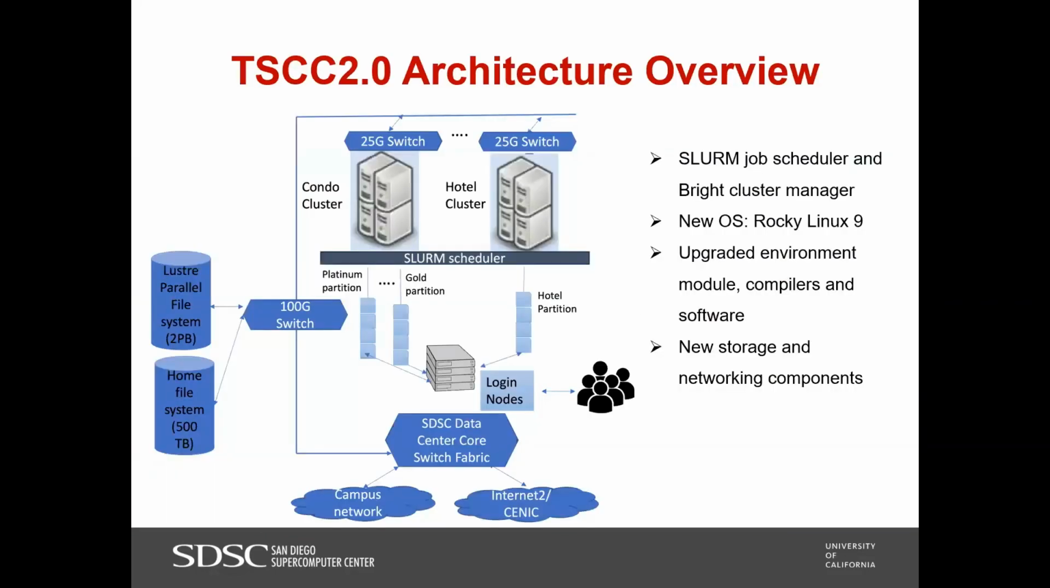So what do we have for TSCC 2? Here is a general architecture overview. We are buying lots of new hardware, including new storage, home, and larger file systems. We are also buying a new internet switch, and we are having a new job scheduler called SLURM. As you may already know, this is a very popular job scheduler, which will be our new job scheduler for TSCC. And we also have a Bright Cluster Manager.